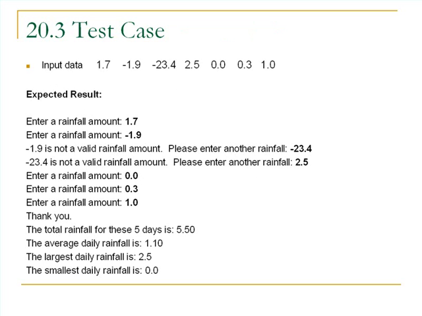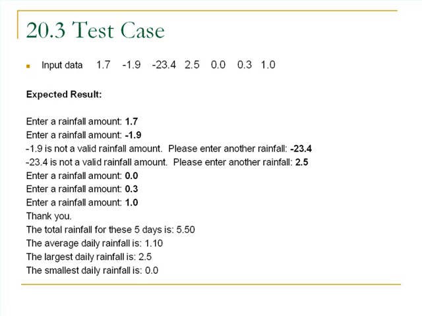I don't want to try and get my head around all of this at once. So the first thing we'll do is start off with looking at a test case. And if we can't imagine how the program output will look, we probably can't write the program to make it do that. So that's the starting place. Here's the input data. Suppose the user enters 1.7, -1.9, -23.4, and so on.